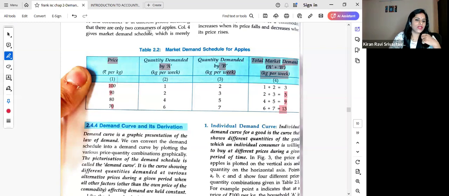Okay, so with this we come to an end of demand, law of demand, and demand schedule, individual demand schedule and market demand schedule. Demand curve, we will be doing it later in the next class.